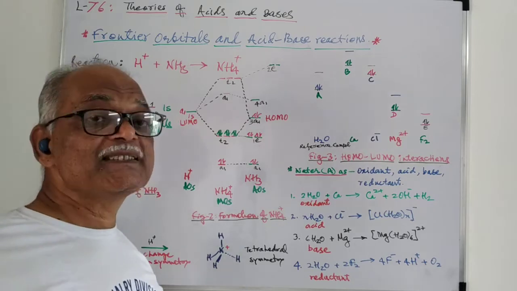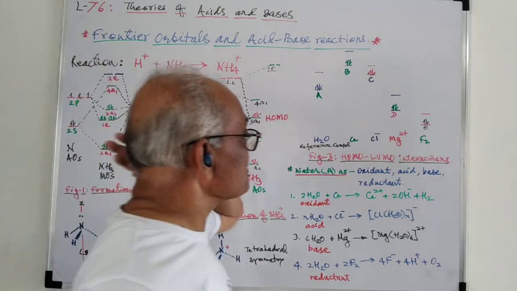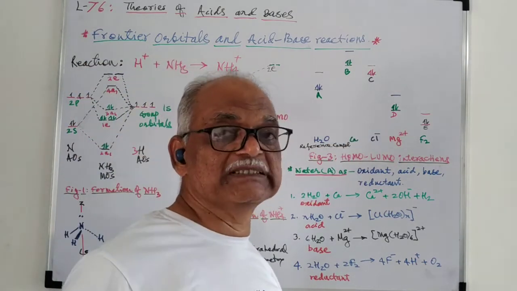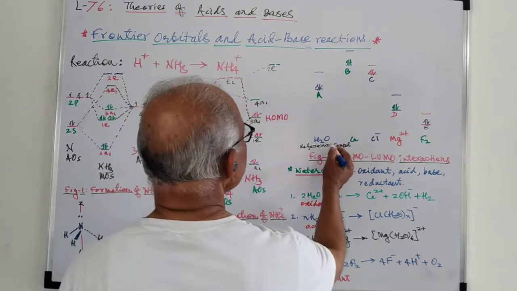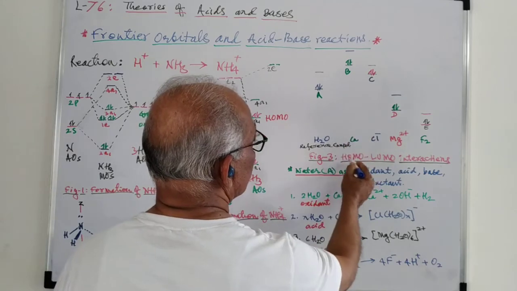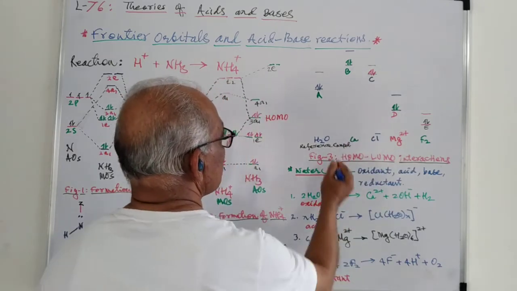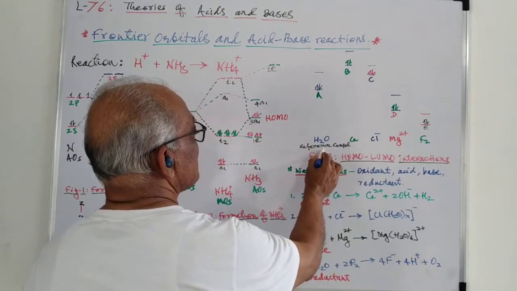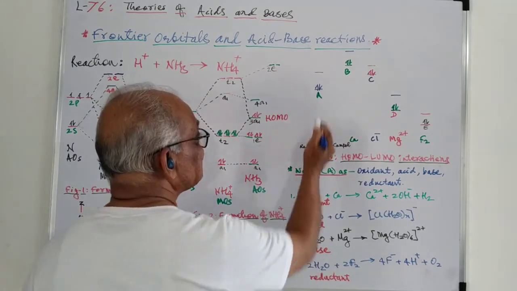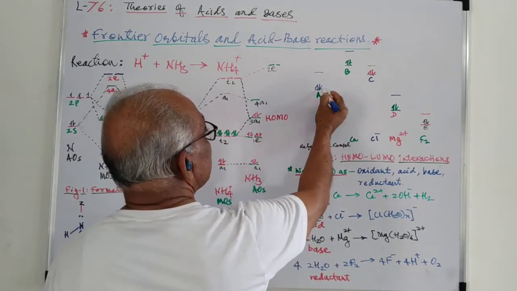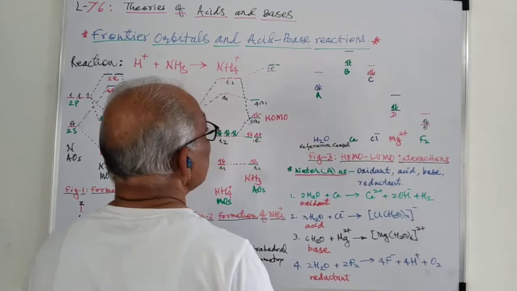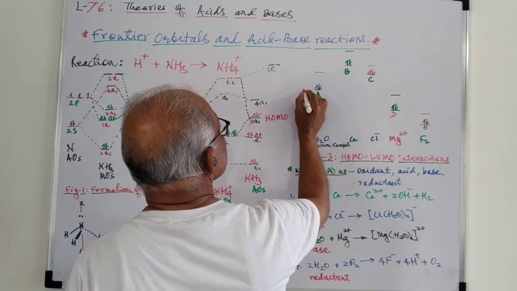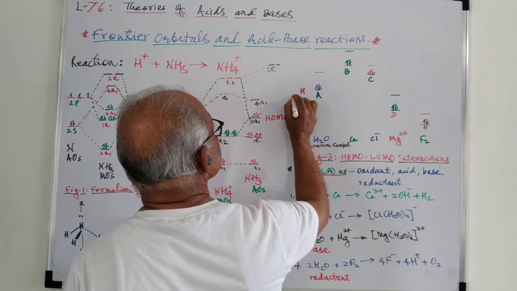Now we will see the acid-base interactions in different types of acid-base examples. So here in this figure you will find HOMO, LUMO interactions. We have taken water as a reference compound. It is named as A, and it has this HOMO.